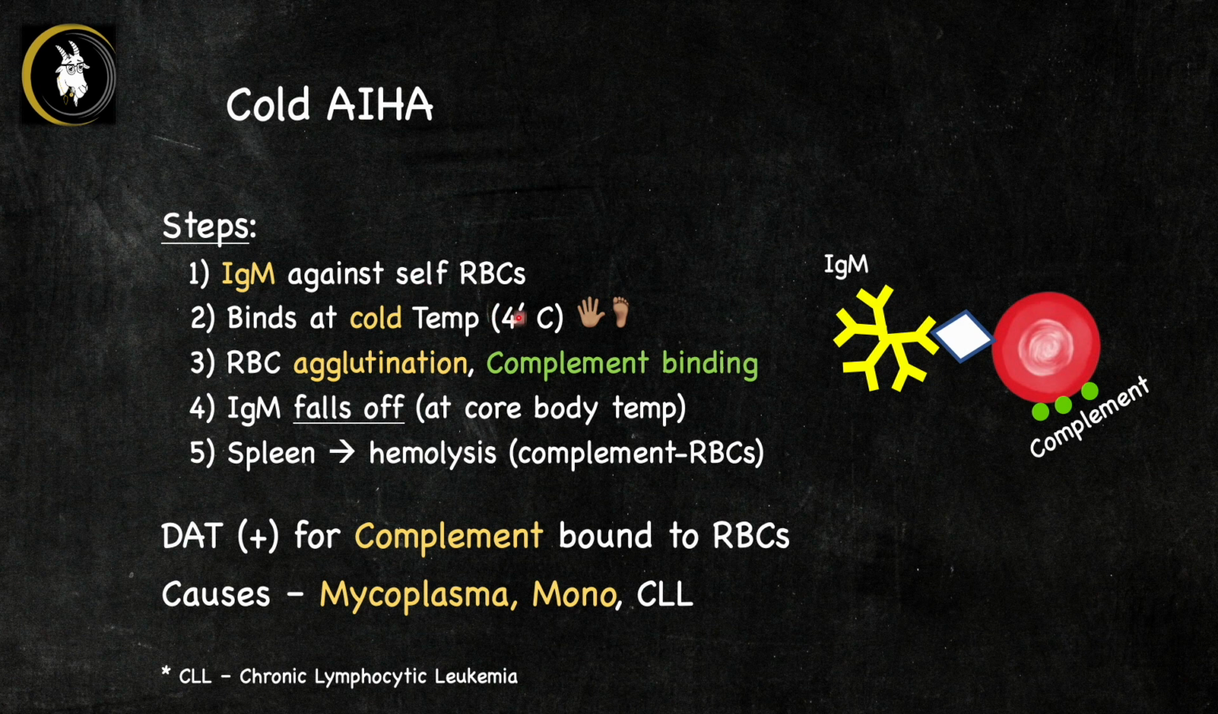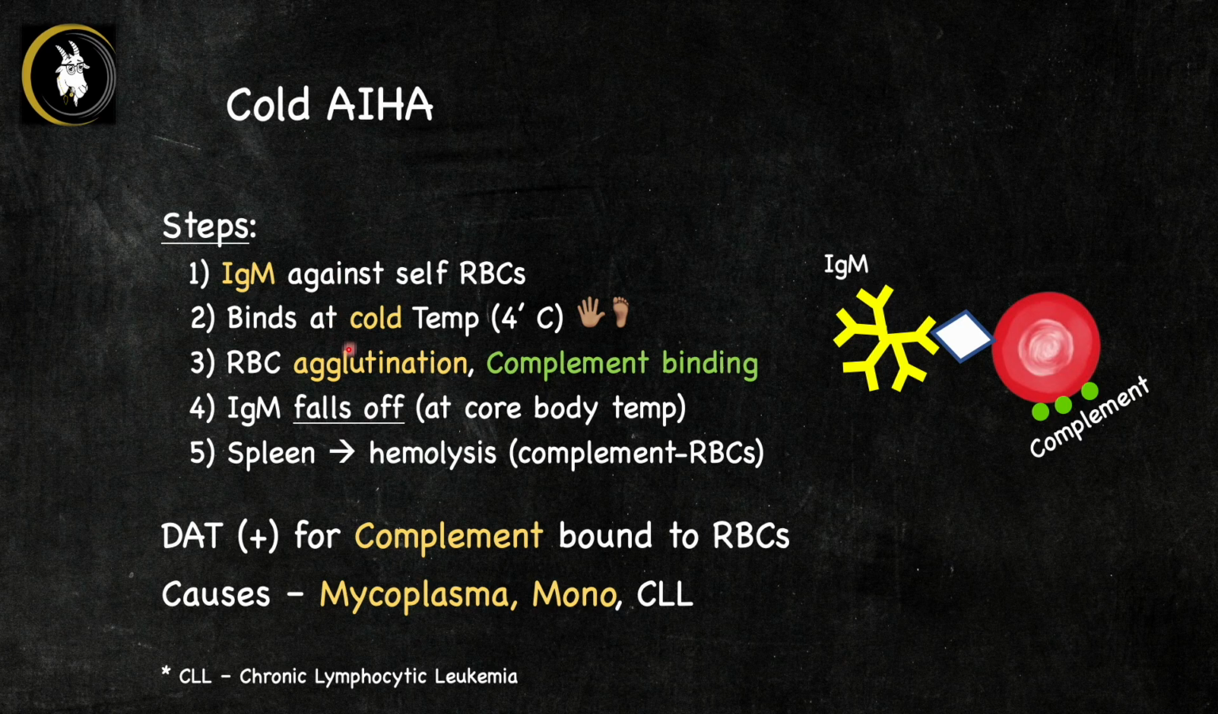And what happens is that IgM is going to bind red blood cells in the colder parts of the body that are further away from the core, so classically in the fingers and in the toes. And because IgM is a pentamer, that means that it has 5 binding sites as opposed to IgG that only had 1.